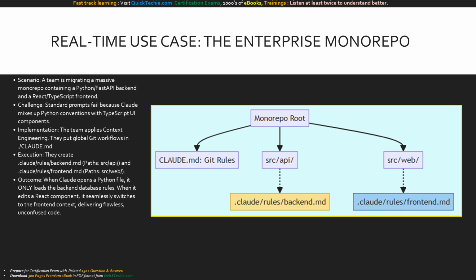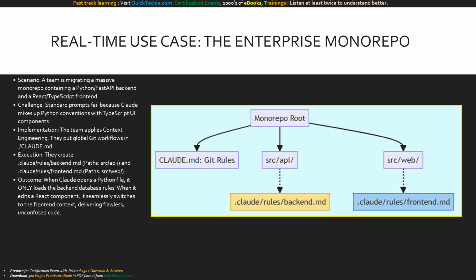Let's tie this together with a real-time, highly practical use case, the enterprise monorepo. Imagine your team is managing a massive repository with a Python backend and a React frontend. The challenge: without context engineering, Claude gets confused, accidentally applying front-end TypeScript logic to your backend Python scripts. The implementation: we engineer the context.